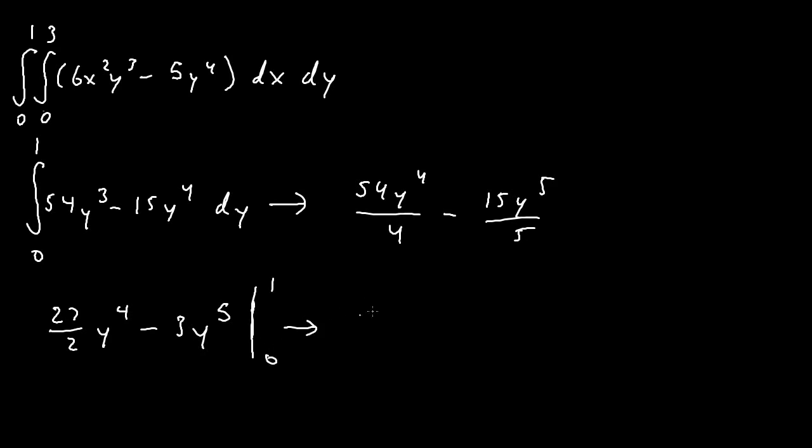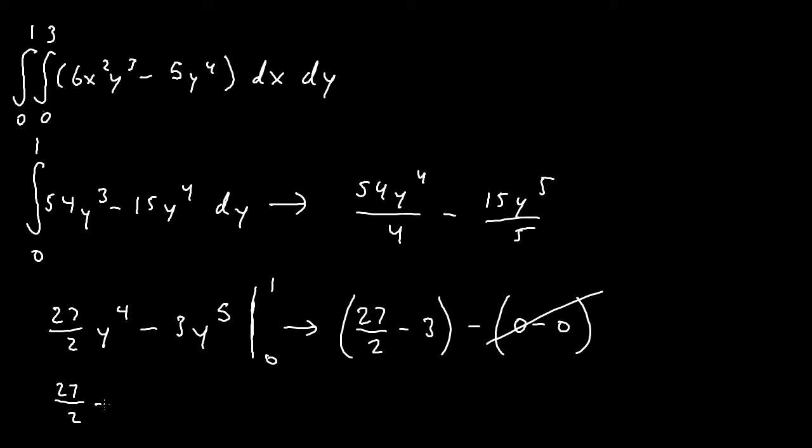So when I do that, we get 27 over 2 times 1 to the fourth, so just 27 over 2, minus 3 times 1 to the fifth, just 3, minus when I plug in 0, we'll get 0 minus 0, so that will cancel. So now we get 27 over 2 minus 3, which I can rewrite as 6 over 2. So then 27 minus 6 is 21, so the final answer is 21 over 2.